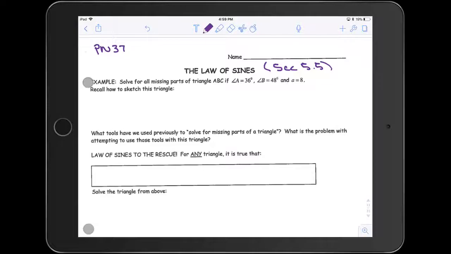It says solve for all missing parts of a triangle ABC if angle A is 36 degrees, angle B is 48 degrees, and side A is 8. And it says recall how to sketch this triangle.